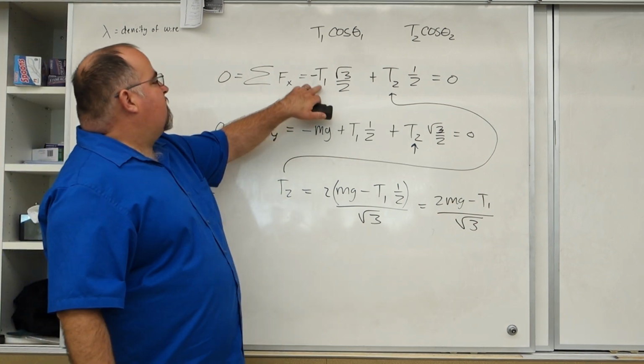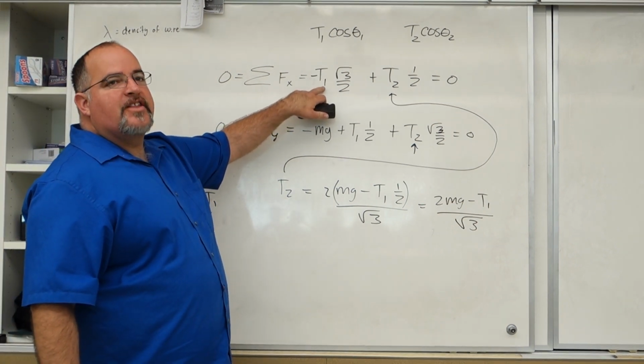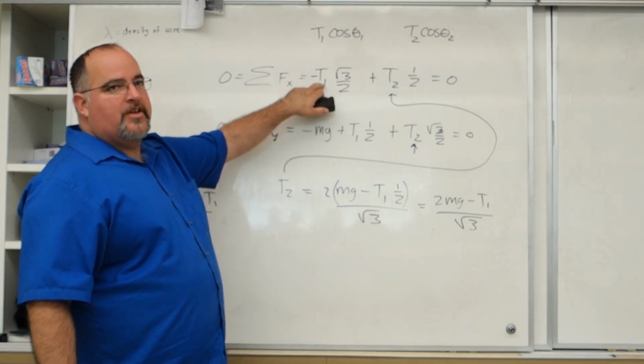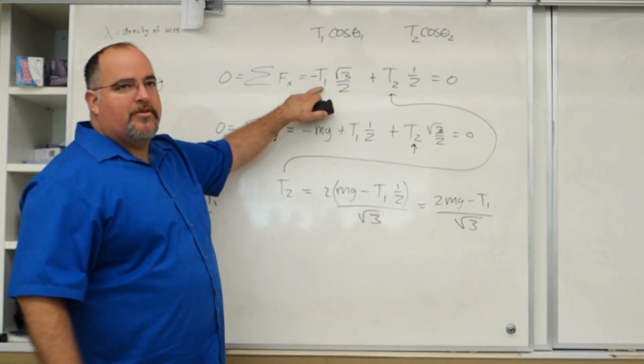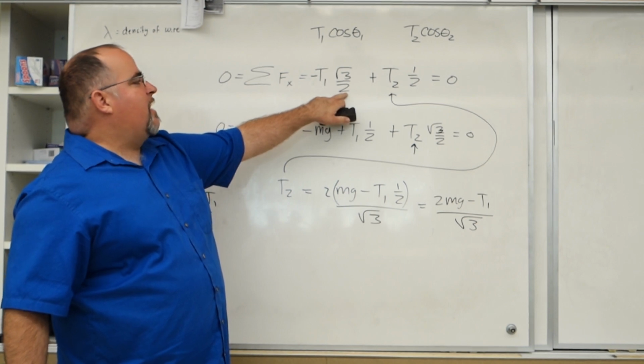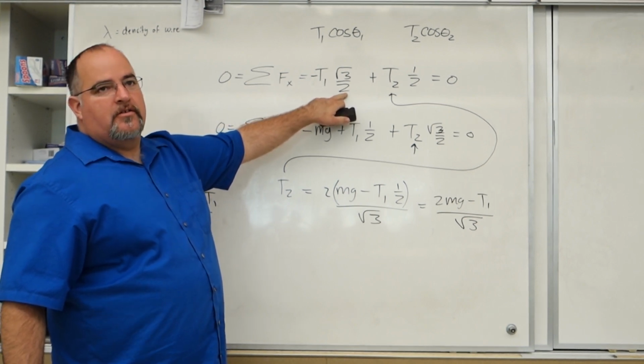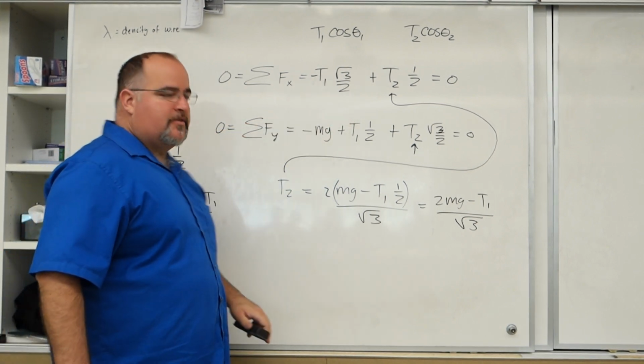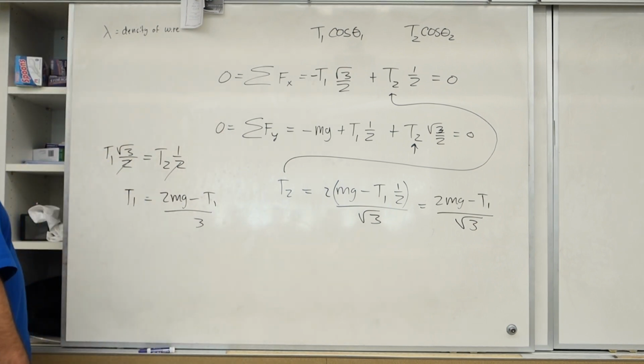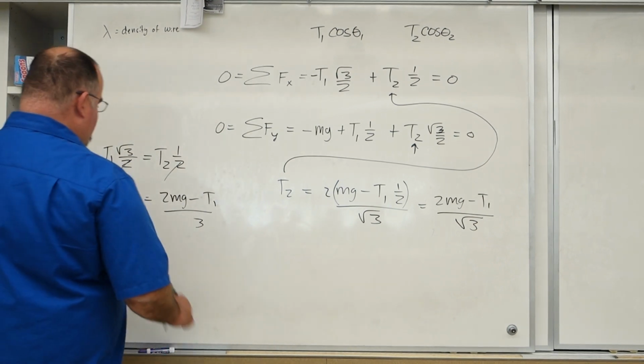Because this is the magnitude, this is the hypotenuse in that little triangle, T1. So it is the same for both. By adding this, I turn it into an X component. Does that make sense? Okay. All right, so now let's collect like terms.